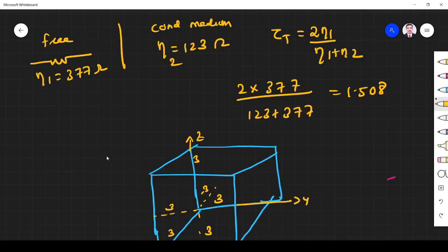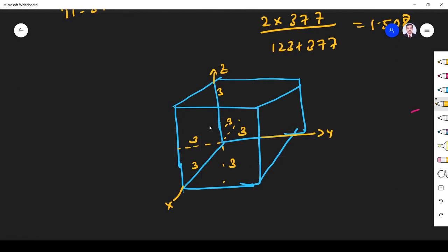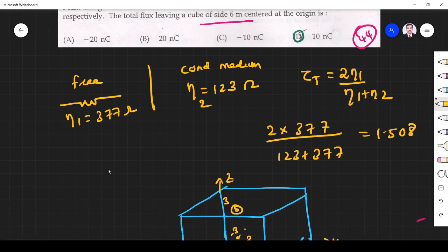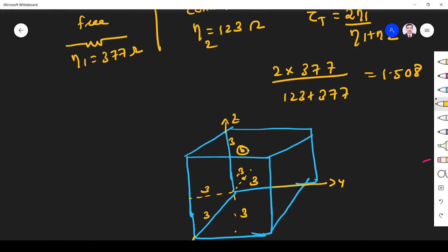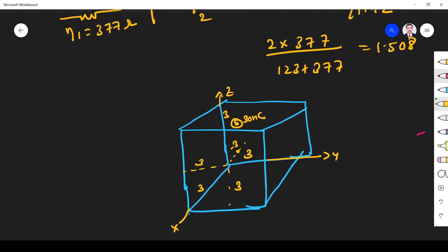Okay. So 30 nanocoulomb located at minus 1, 0, 2. So x is equal to minus 1 will be here, y is 0, z will be 2 somewhere here, right? So backside of the cube. So here 30 nanocoulomb located backside of the cube, right? Minus 20 located at 0, 0, 0. So minus 20 nanocoulomb located here, right?